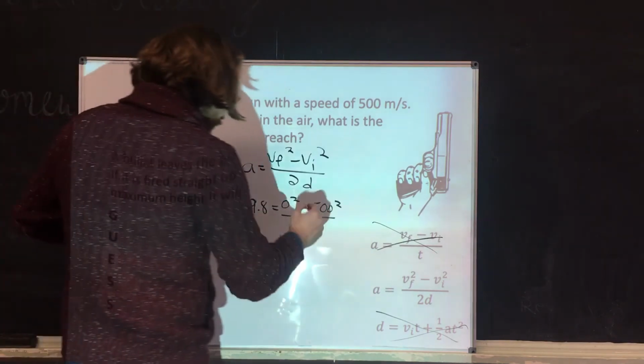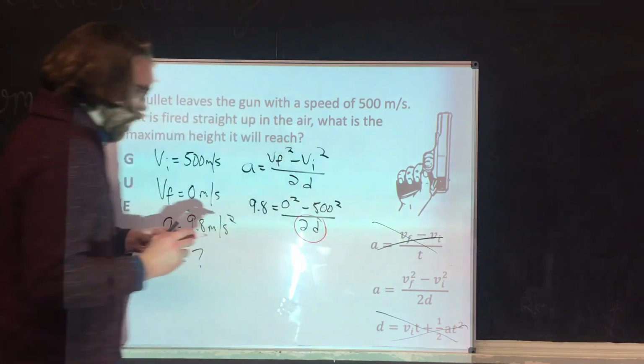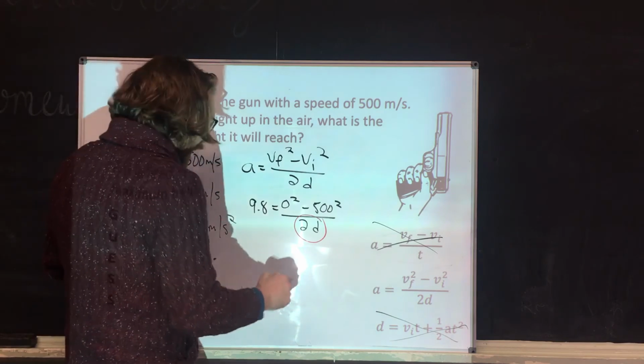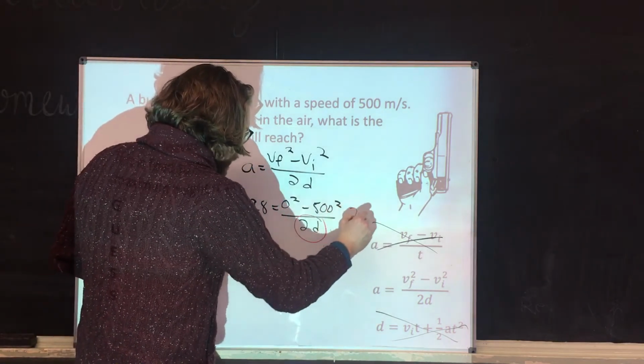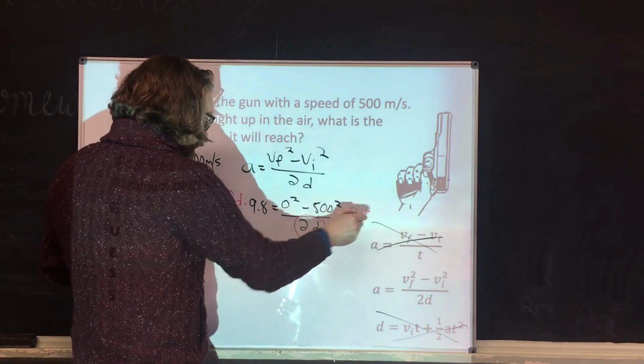We want this d by itself here. So what we're going to do is actually get this whole business out of the bottom of this fraction. It makes it easier. Okay? So I'm going to multiply both sides by 2 times d. 2d divided by 2d is 1.